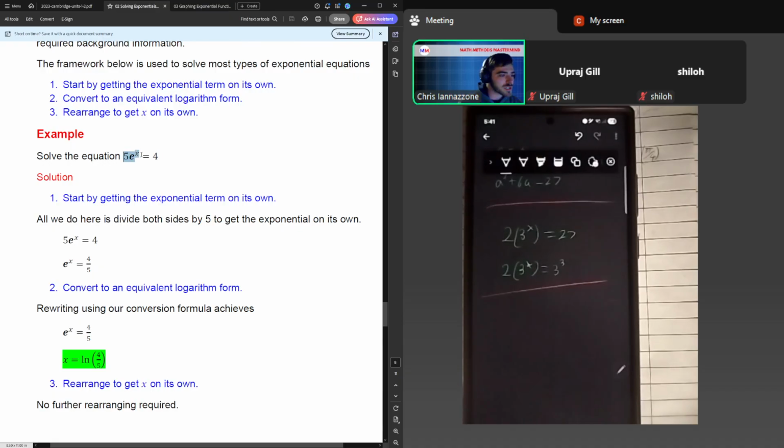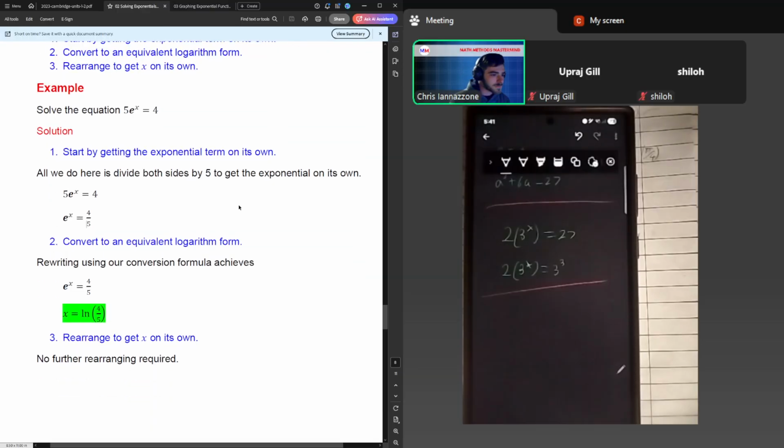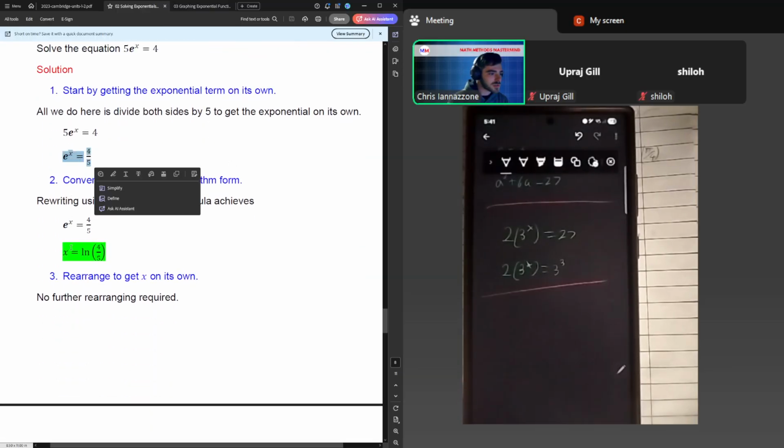So even something simple like 5e to the x equals 4, right? There's no way to get 4 down to a base of e unless you really play with it. It's always technically possible, but usually it's a lot more trouble than it's worth. And so when you have these kinds of exponentials, fundamentally you just want to get the exponential term on its own. So in this case, you're just dividing both sides by 5. And then once you have that, you just do the flip to log.